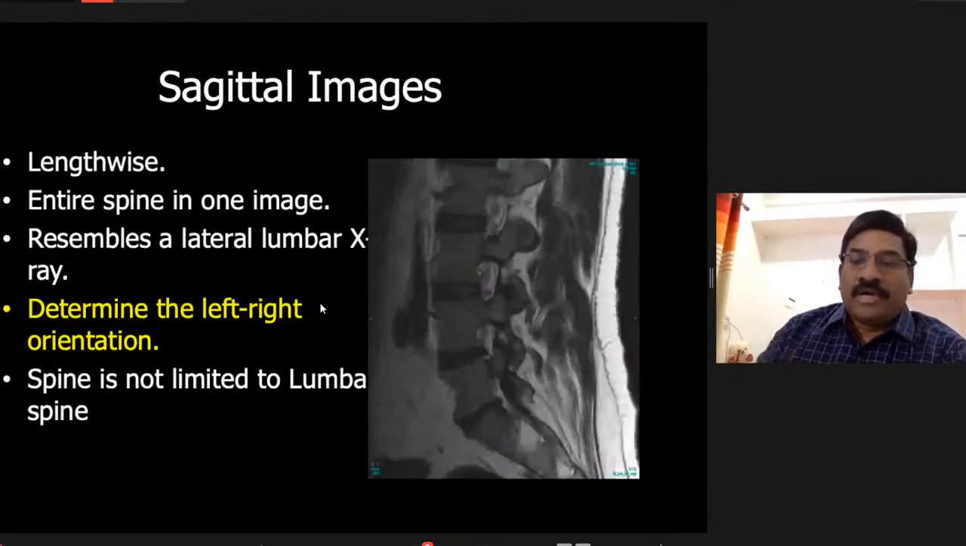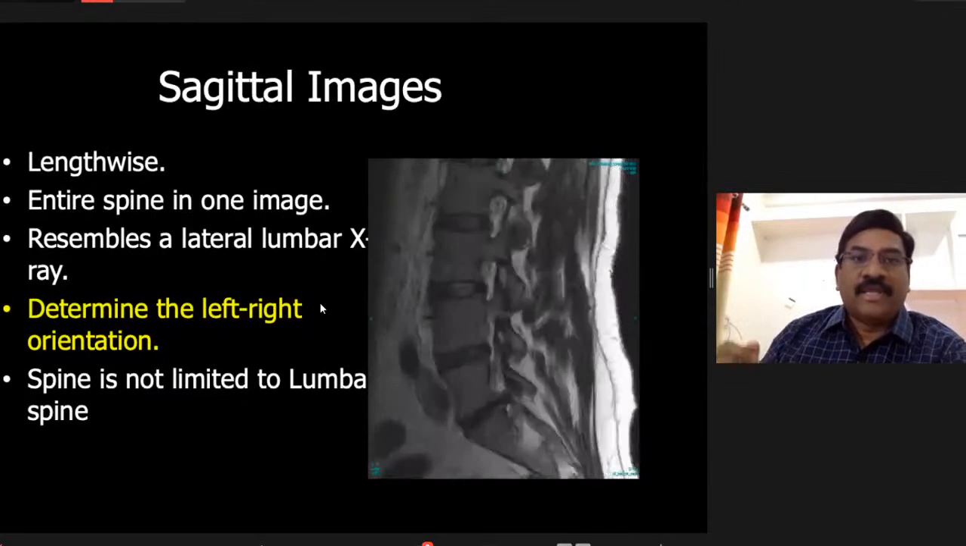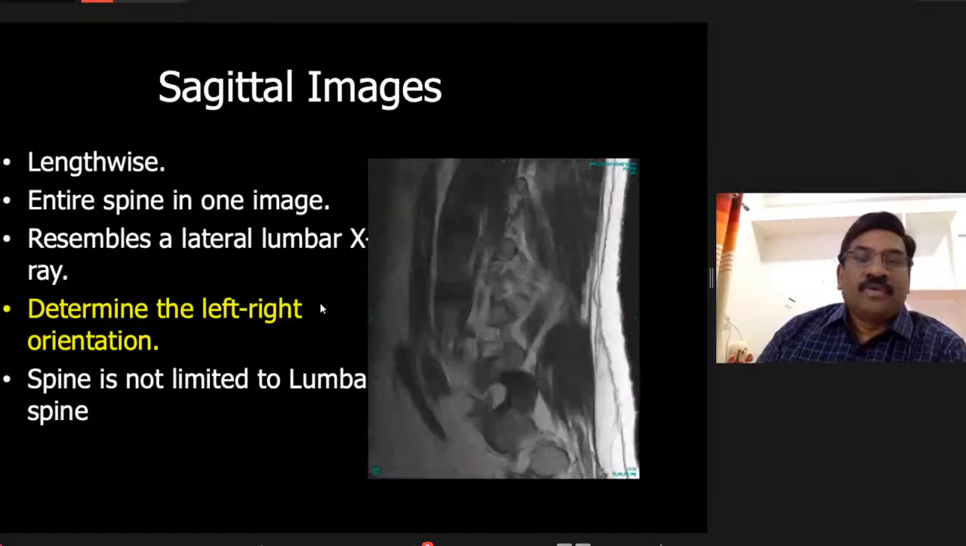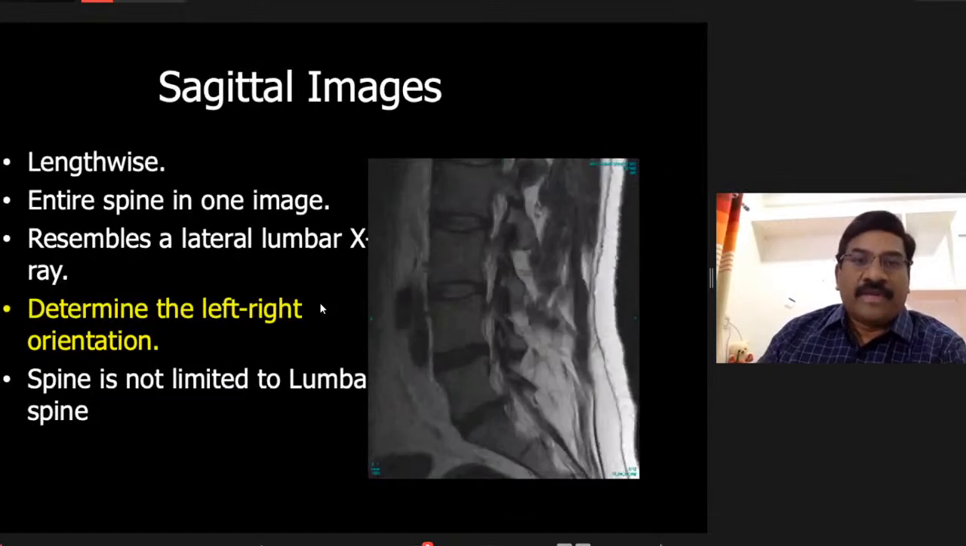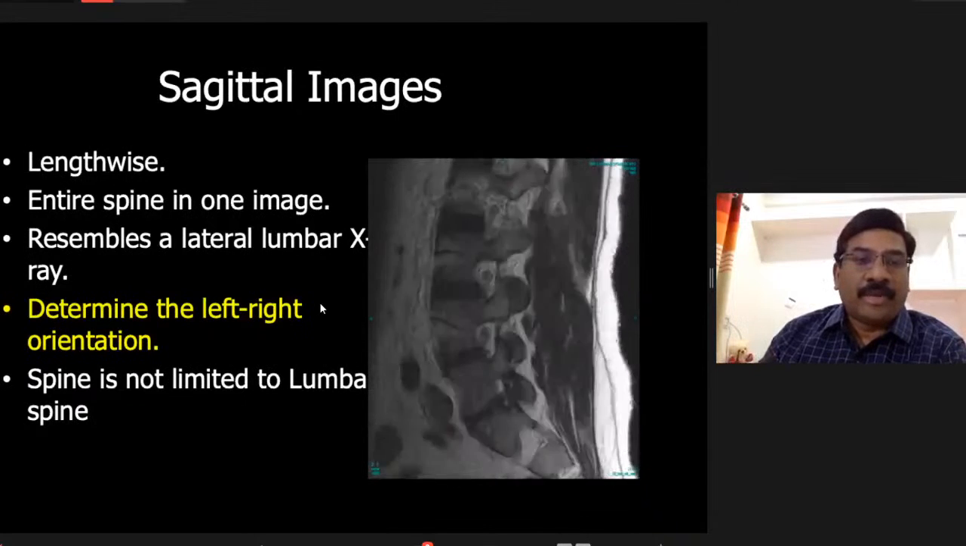The advantage of the sagittal images is you can get the entire spine in a single image, and they resemble a lateral lumbar X-ray. So we need to determine from the direction of it, from right to left or left to right, which is the orientation described in the MRI.